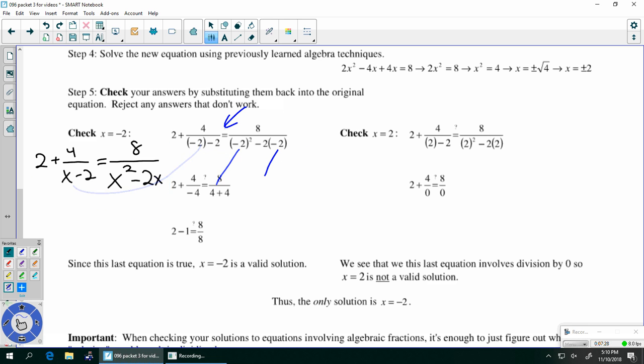I'm assuming it's going to be equal, but I don't know that it's equal just yet. All right, negative 2 minus 2, careful, that's not 0, it's negative 4. 4 divided by negative 4 is negative 1. How much is 2 minus 1? Well, that's just 1. Let's look at the right-hand side now.